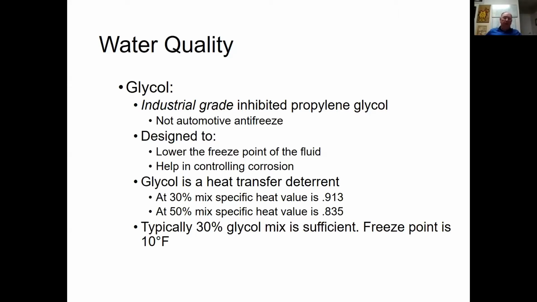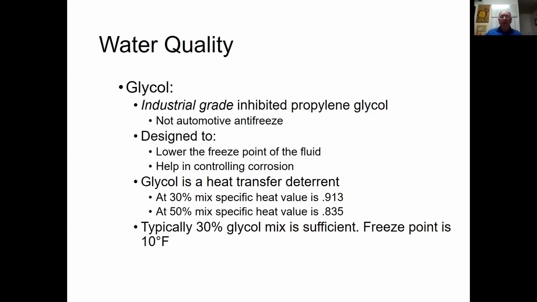Well, if your load is 10 tons, you're really only transferring 9 tons of energy. So you might have to get a bigger chiller in order to compensate for that loss in heat transfer capability. Some people will run 50% mix. At that point, you're down 17%.